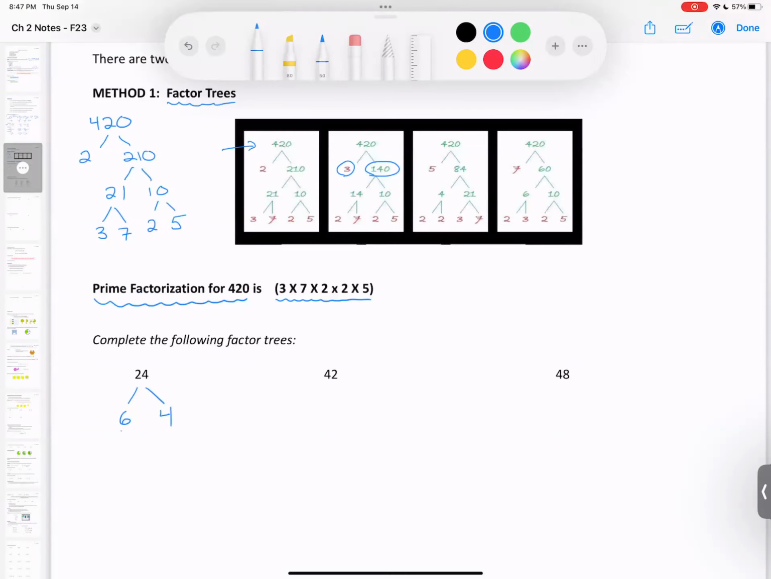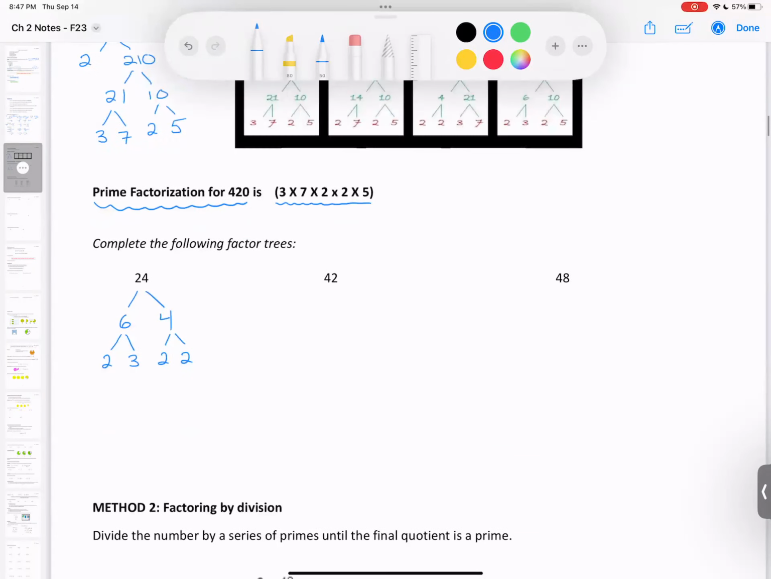All right, let's see if we can break that 6 down further. 6 isn't prime, so what two numbers can we multiply together to get to 6? Well, 2 times 3 gives us 6. Those numbers are both prime, so we're done with that branch of the tree. Now we go over to deal with the 4, and 2 times 2 gives us 4. So the way we would write this, if we had been asked for the prime factorization of 24, we would say 24 equals 2 times 3 times 2 times 2.